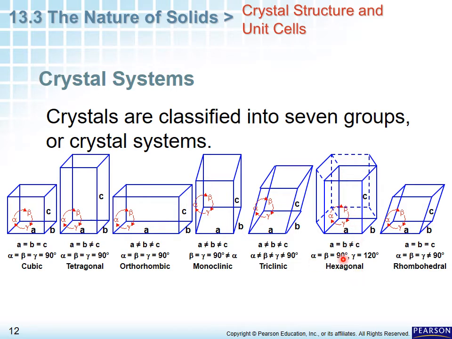Now in the hexagonal system, basically you can say side A equals B and side C is not equal to them. So alpha and beta are 90 degrees, but gamma is 120 degrees. Now in the rhombohedral system, side A equals B and B equals C, but the angles are not equal to 90 degrees, which is called rhombohedral.